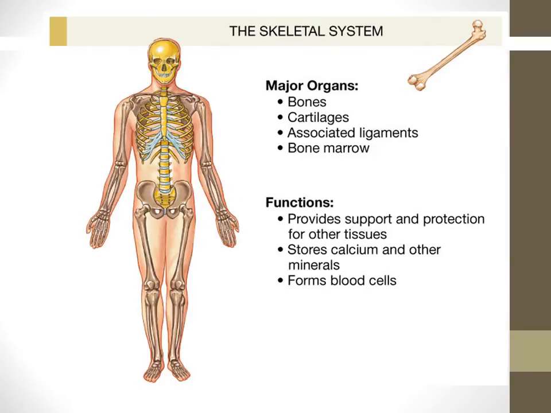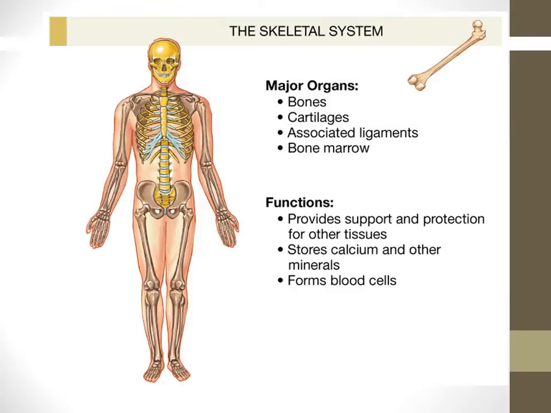Next, we have the skeletal system, which comprises the major organs, which are the bones, cartilages, associated ligaments, and bone marrow. The major function of the skeletal system is to provide support and protection for other tissues, to store calcium and other minerals, and also to form blood cells. And this is the diagram that shows the skeleton, the bones that we have in the body.